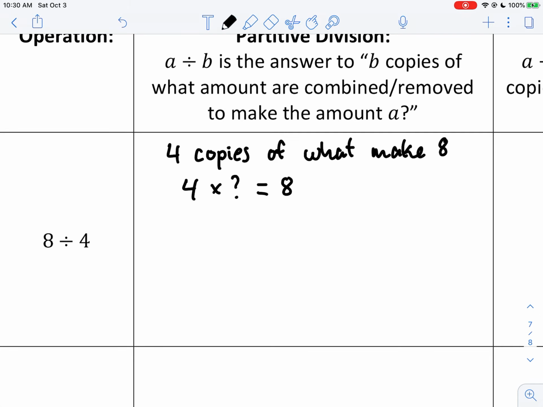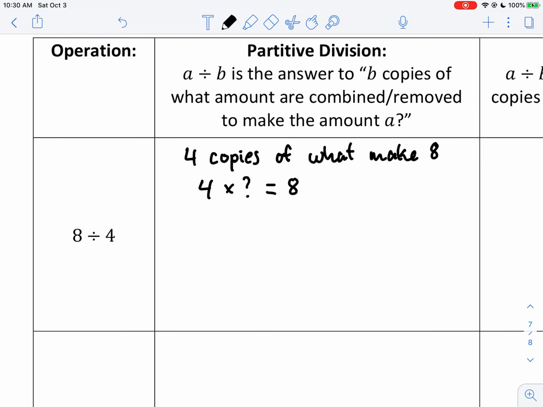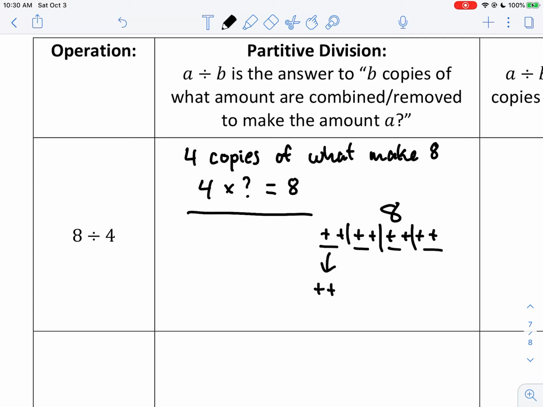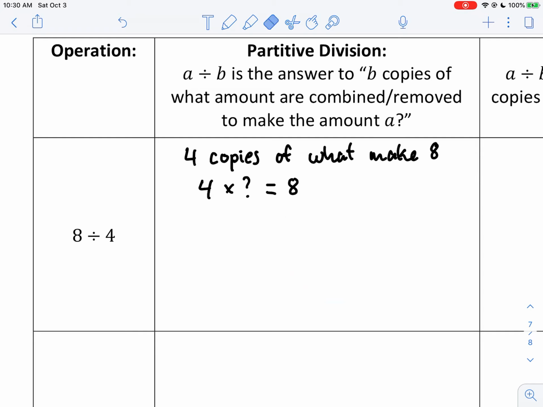Partitive division, sometimes called the sharing division for that reason. It's like sharing 8 candies with 4 kids. And the answer here is, if you want to think in terms of integer chips, you would say, okay, combine 4 copies of what to make 8? Well, think of it backwards. Here's the 8 integer chips. There's the representation of 8. And you're just breaking this into groups of 4. And you're saying, okay, we have 4 copies of how much is in each copy. So we want to combine 4 copies of positive 2 to get positive 8.